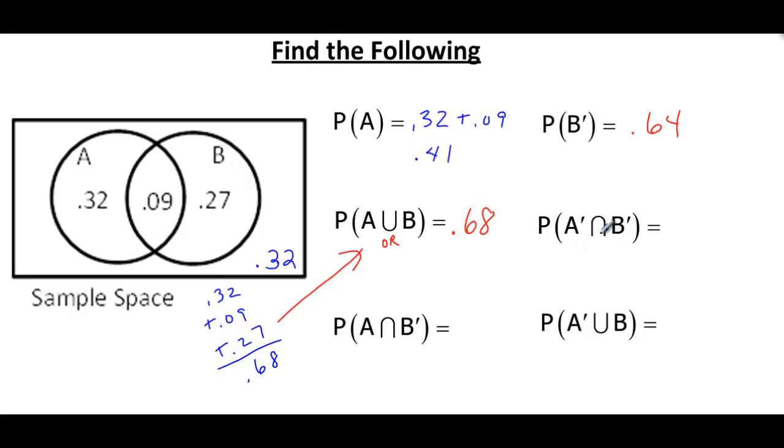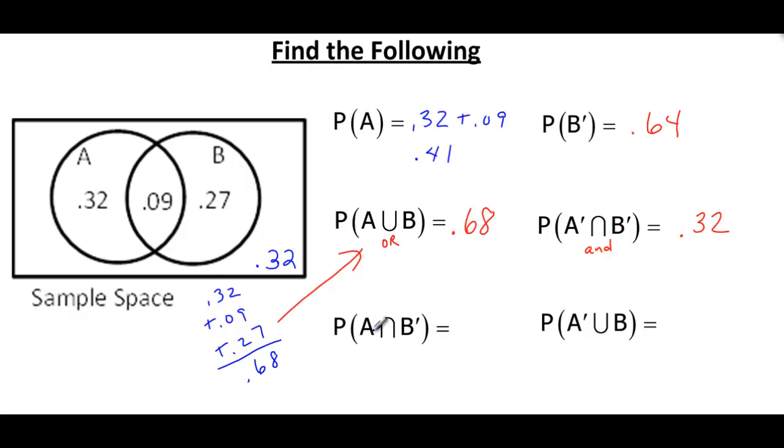Okay, so what about this example? You're not in A, intersect, which we use the word "and," you're not in B. So where would the values be that are not in circle A and cannot be in circle B? The values that are not in circle A would be these two. But it also cannot be in circle B. Well, this value is in circle B, so the only option I have is 0.32. Again, that's the probability that you're not in circle A and not in circle B.